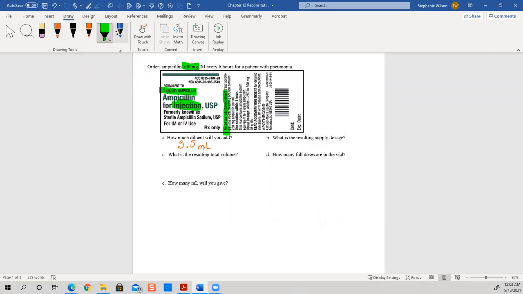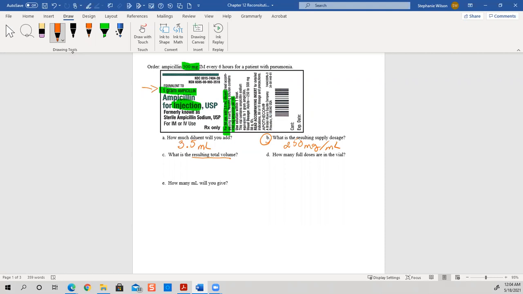Awesome. So now B says, what is the resulting dosage supply? So again, we need to come back and keep reading some more information. And what you notice is the 250 milligrams per milliliter is my resulting supply. So 250 milligrams per milliliter. Now we want to solve for C. C says the resulting total volume. So that means we need to get the total volume that's in the vial, as well as the resulting supply.